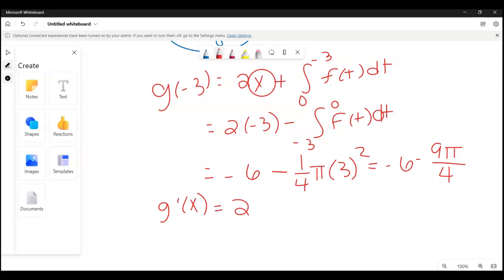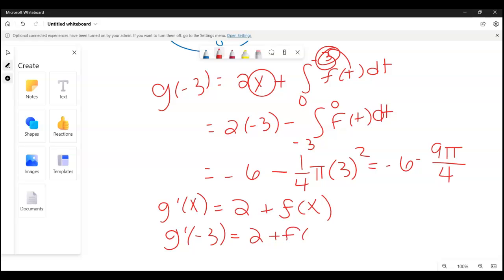Yep, it's just that function. Would it be f of t or f of x? f of x, because the upper bound is x, so the x gets plugged in. So yeah, you're right. So it's 2 plus f of x. Then it says g prime of -3, so it's 2 plus f of -3, which is 0, so it's 2.